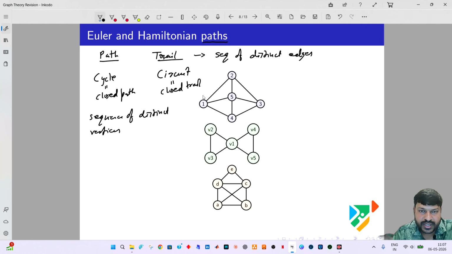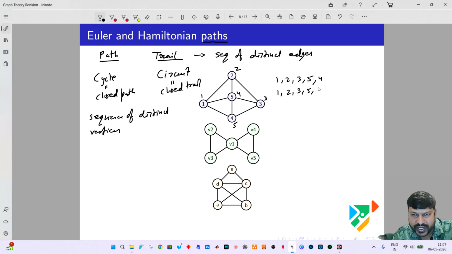So let's begin. Looking for a Hamiltonian path, you begin with 1, then go here 2, then go here 3, then go here 4, then go here 5. So this is your sequence: 1, 2, 3, 5, 4. This is a path, so you have a Hamiltonian path. If you add one more vertex, you will also get a Hamiltonian cycle. So this is your Hamiltonian path, and this one is the Hamiltonian cycle.